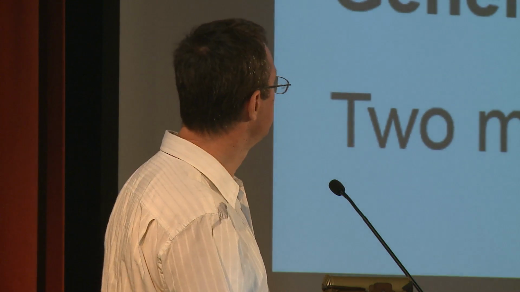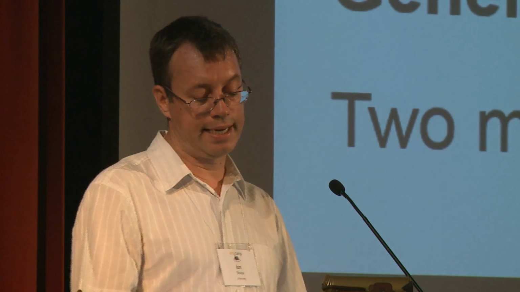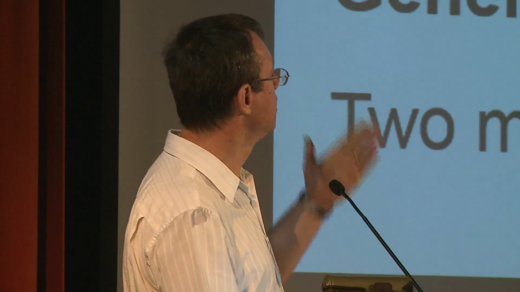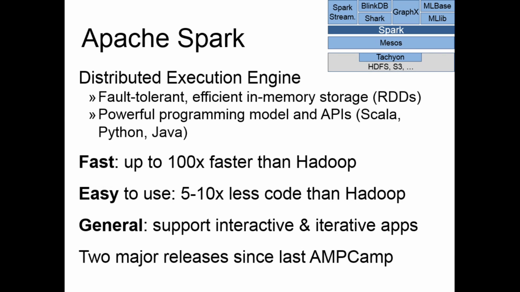And in many cases, the code for the same application you'd write in Spark is 5 to 10 times less than in Hadoop. And in general, it provides support for interactive and iterative applications. Because the data is in memory, it's fast to query, and for iterative computation, the iterations can share data between themselves through memory as well. That's what makes it fast. Since the last AMPCamp, there have been 2 major releases, and the next release will be, like I mentioned, days away.